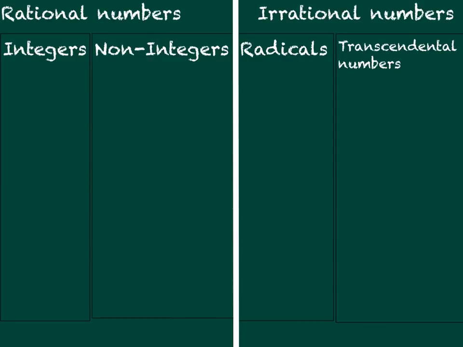Okay, now we're going to take each of those two categories and break them down into two more. So rational gets 2 boxes underneath it, and irrational is going to get 2 boxes underneath it. We'll start with the rational numbers. Our rational numbers can be either integers or non-integers. Integers are going to be all of the positive, negative, and 0 whole numbers.